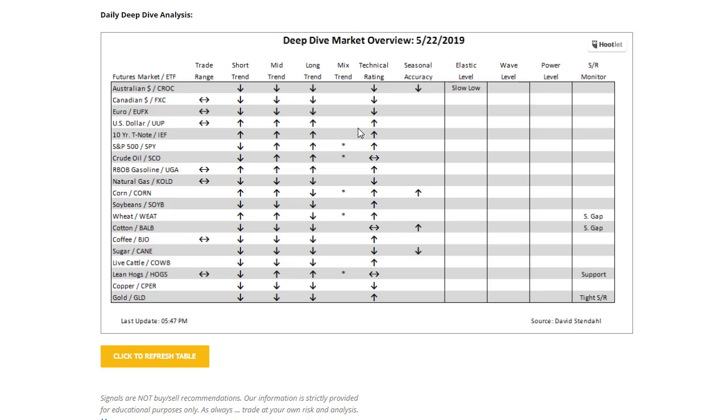Hey there, it's David Stendahl with tonight's Deep Dive. It is May 22nd, 2019. I'm going to take a look at Crude tonight. The ETF, which is an inverse ETF, is SCO.